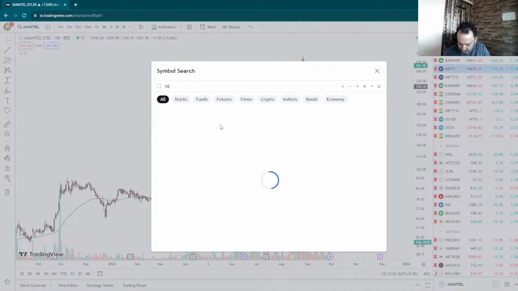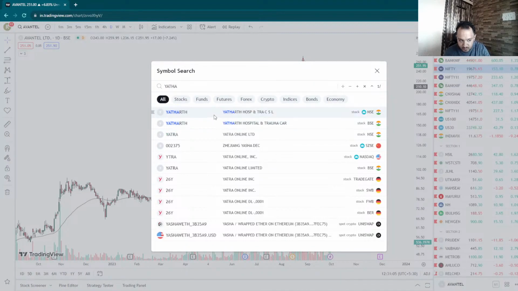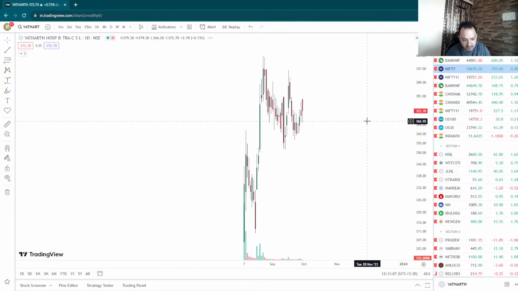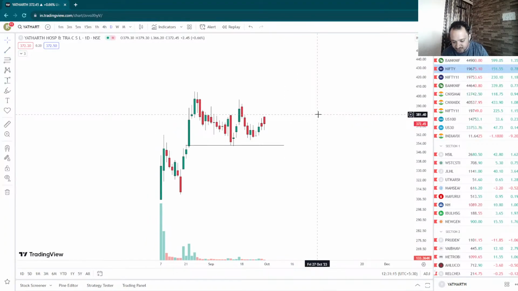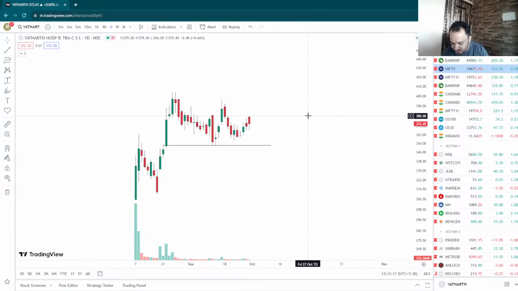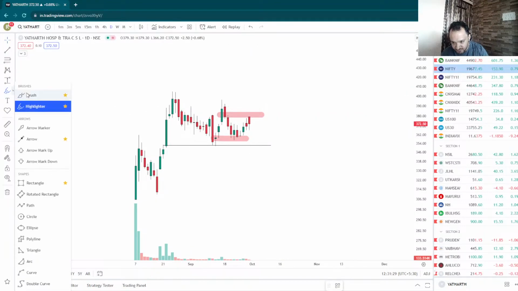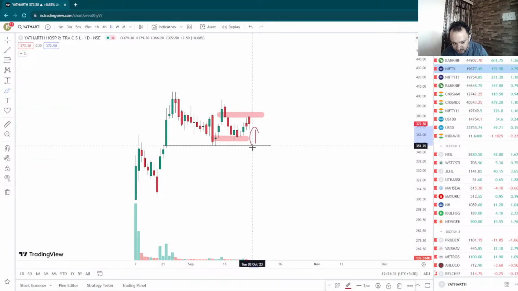All right, a lot of charts suddenly. Let's talk about them one by one. Yatharth Hospital. Okay. Yeah. You can. Okay. I don't want to say you can buy it. It looks good. All right. Just be aware of how you want to manage the trade. Be comfortable if it moves down here.